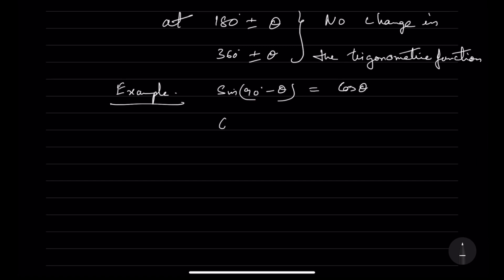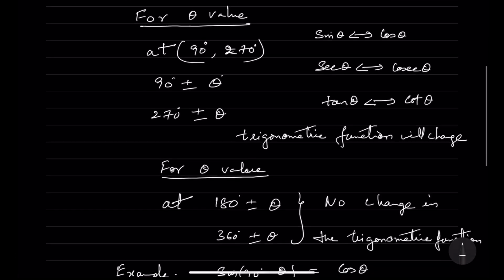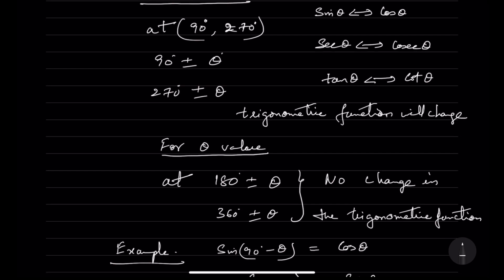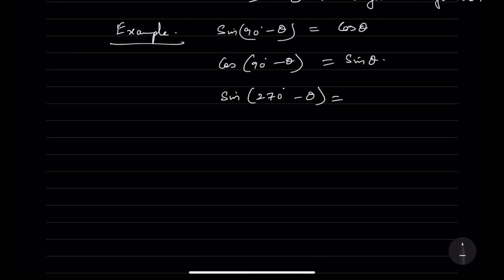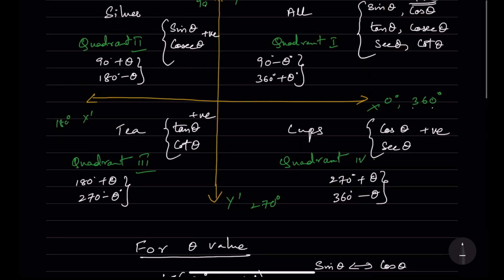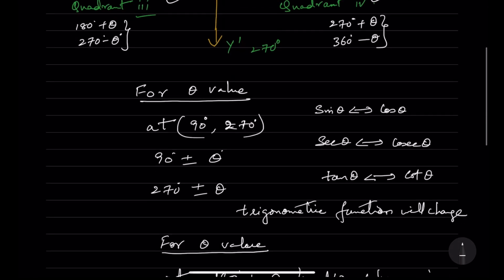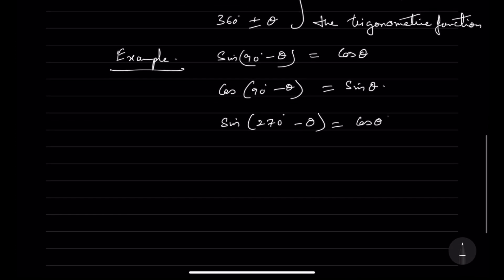Next, cos of 90 minus theta will become sin theta, and this also will be positive because it lies in the first quadrant. Then suppose we take sine of 270 minus theta. For 270 minus theta also there is a change in the trigonometric functions, so sine will become cos theta. And for this 270 minus theta we have to see whether it is positive or negative. In 270 minus theta only tan and cot are positive, the remaining are all negative. So this will become a negative value. You will get here minus cos theta.